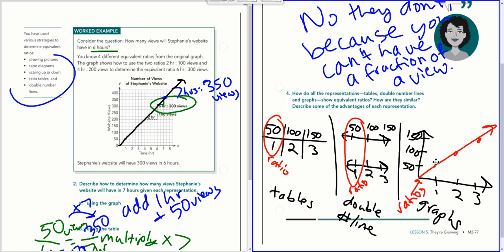In 1 hour, I have 50 views. In 2 hours, I have 100 views. In 3 hours, I have 150 views. The ratio is seen in this line. This line represents a collection of equivalent ratios.